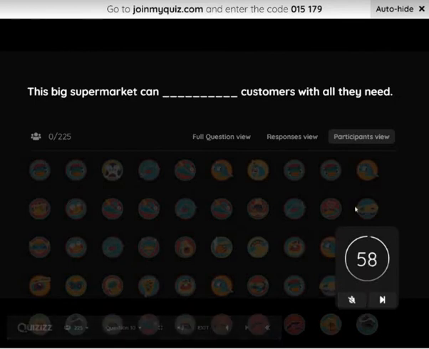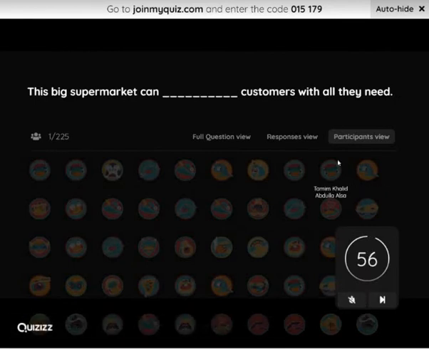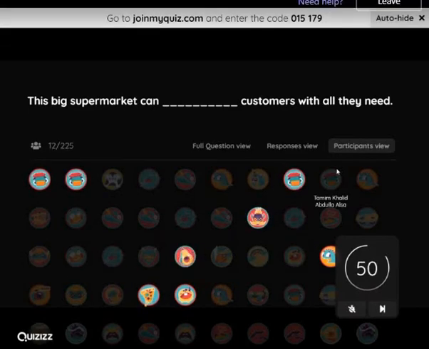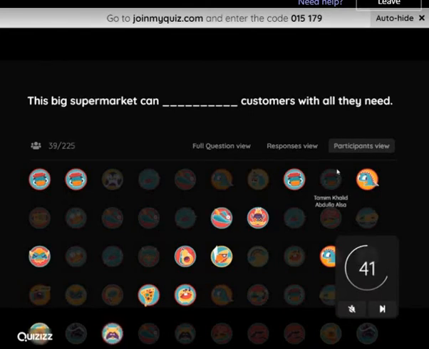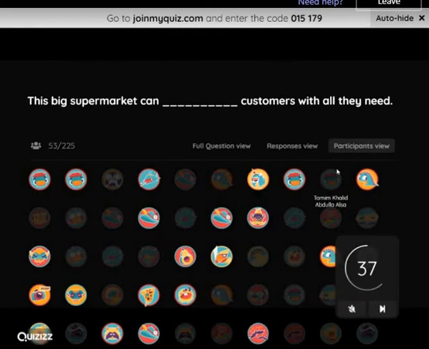Right. So this big supermarket can customers with all they need. So you need one word to fill in the blank. Try to get the spelling correct. This big supermarket can customers with all they need.